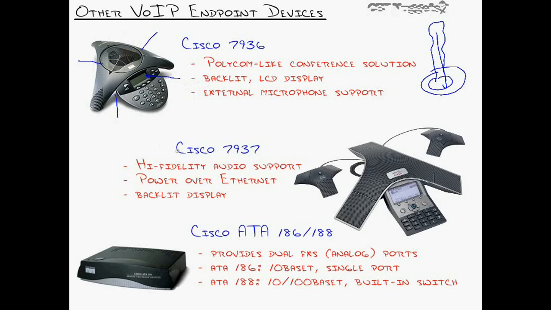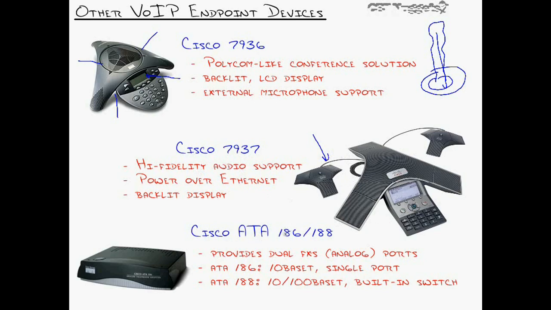Now the 7937, that's the next generation. There's actually even a 7935, same thing as this, no backlit display, no external flat microphone support. So you can see as they evolve, they're getting better and better. This one has a backlit display and comes with external microphones that you can stretch, and external speakers that you can stretch all around the conference room. It also supports the high fidelity audio like the 7940, 42, 45, those models, and 62, 65. So you can get the extremely high quality audio, which in a conference room makes a lot more sense.